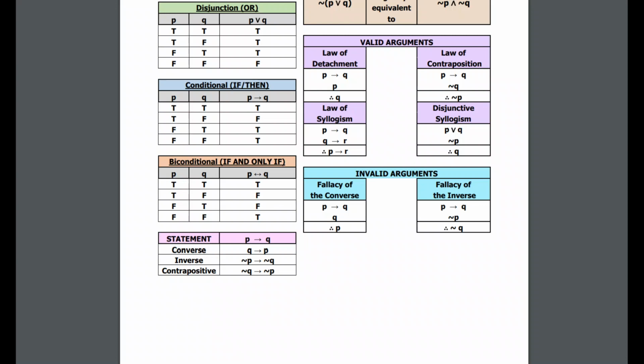If they ask for the inverse, you don't switch it. You negate both of them. So instead of if P, then Q, it's if negate P, then negate Q. And then if they ask you for the contrapositive, which is the longest word, you're actually going to do the converse and the inverse at the same time. You will switch them from if P, then Q to if Q, then P, but you will also put negation symbols in front of them.